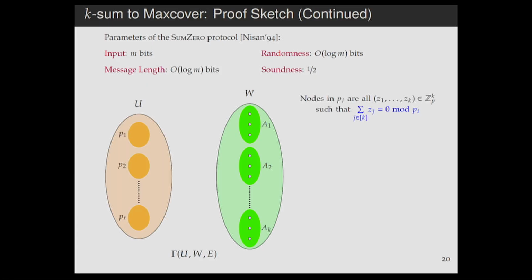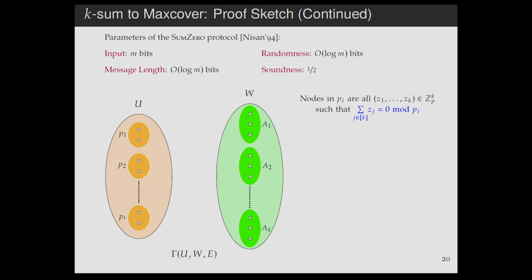How about the left-hand side? First of all, I create one left-hand super node for each possible prime that I might use as the modulus. How about the nodes? I'll create one node for each possible combination of k numbers whose sum is 0 mod that prime. These are the k messages that could be sent, and my referee would accept those messages.